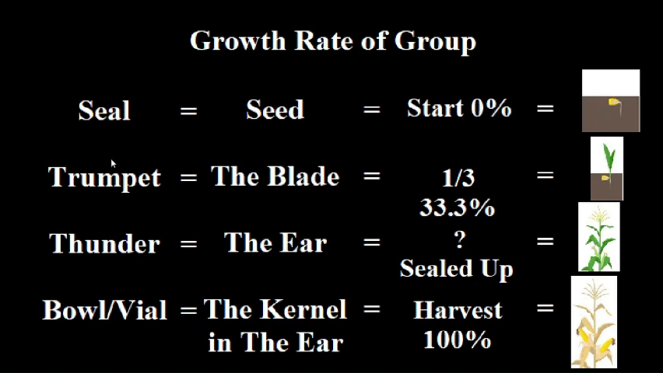Now when it comes up, it's called the trumpet or the blade, the next part of it. And every trumpet in Scripture has 1/3 written in it, and 1/3 is 33.3%. And here is the picture of the trumpet or the blade coming up, and the blade looks a little bit like the end of a trumpet. The next part in the growth would be the thunder, and that is the ear.